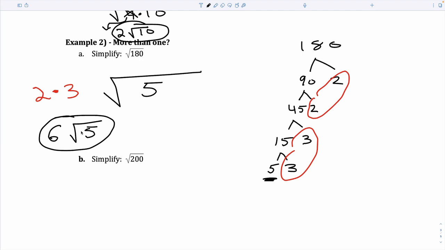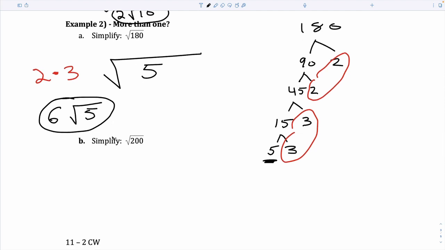Questions on how I got that? Kira? I got 5 and 3, and we did the same. 5 root 3? Yeah. Okay. Where did you put your 2's over here? Oh, that's a good question. I don't know. Okay, so make sure that you're looking for both doubles. If there's any double, it needs to hop out.